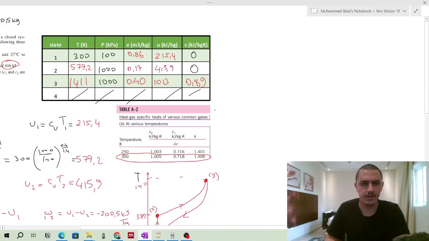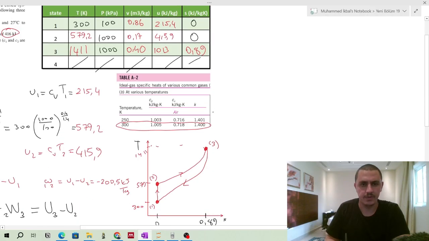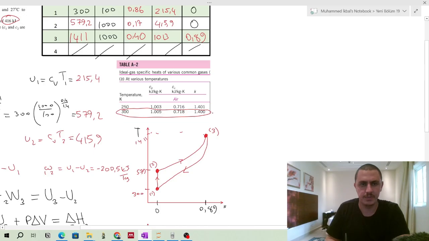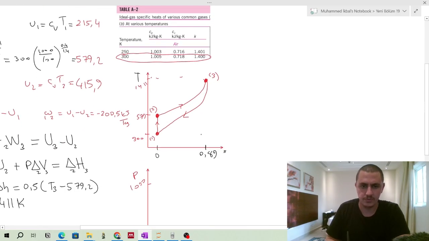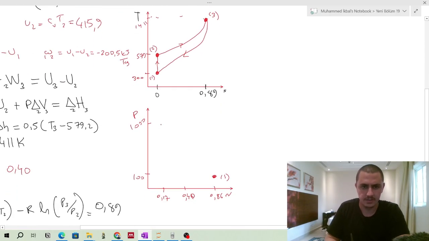Then we are increasing the pressure, isentropic compression, so the specific volume is going to decrease, right? So the second point is here. Your first process is something like a curved path, something like this.